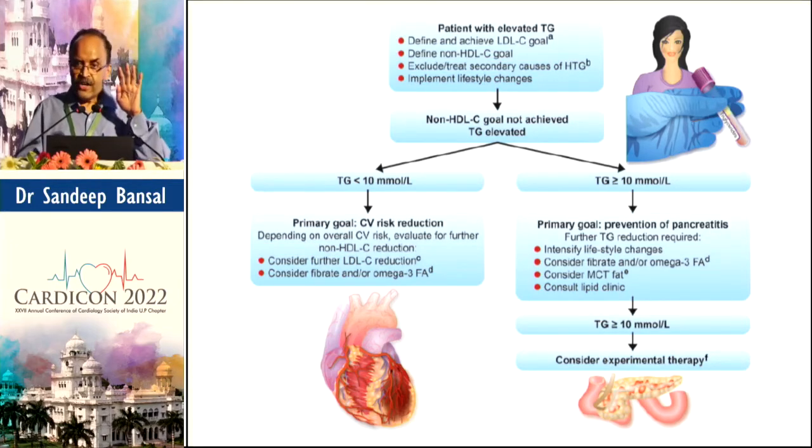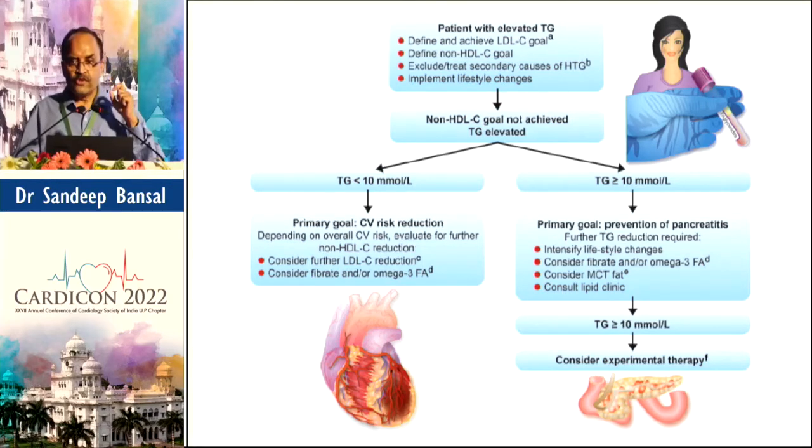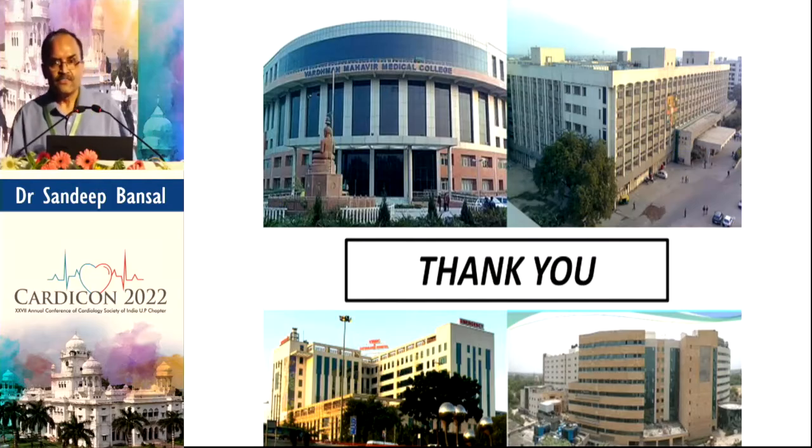says you define the LDL goal, it stays the primary endpoint. Once you've reached the LDL goal, as was highlighted by Dr. Hassan, if the non-HDL goal is not reached and the triglyceride levels are high, then you treat them for hypertriglyceridemia. If it is very high, then you have to treat it for pancreatitis. So we've discussed the drug options. The major drug option at the present time is icosapent ethyl. I thank you for your kind attention. Thank you very much.